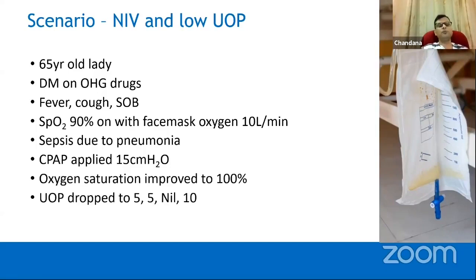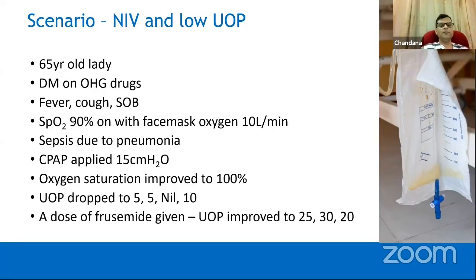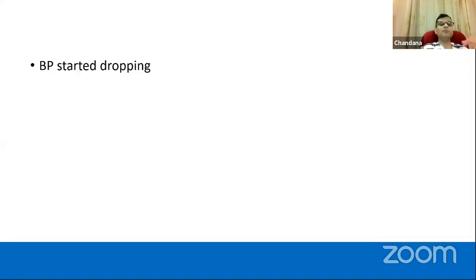But the urine output dropped to 5 ml, and 10. Because people are worried about giving fluid, since they say fluid can get into the lung in a pneumonia situation, they used furosemide instead of giving fluid. Urine output improved to 25, 30, 20. Later, blood pressure started dropping, and they started some noradrenaline, because that's the kind of magic drug everyone talks about: when there's hypotension, start noradrenaline.